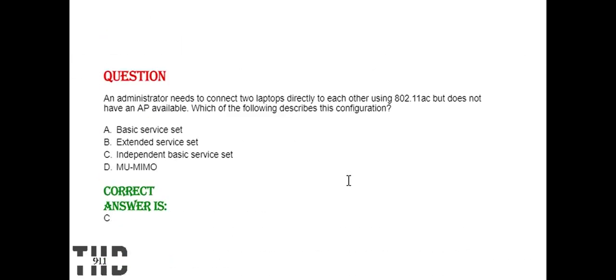The administrator needs to connect two laptops directly to each other using 802.11ac but does not have an AP available. Which of the following describes the configuration? Option A, basic service set. Option B, extended service set. Option C, independent basic service set. Option D, MU-MIMO. The correct answer is option C.